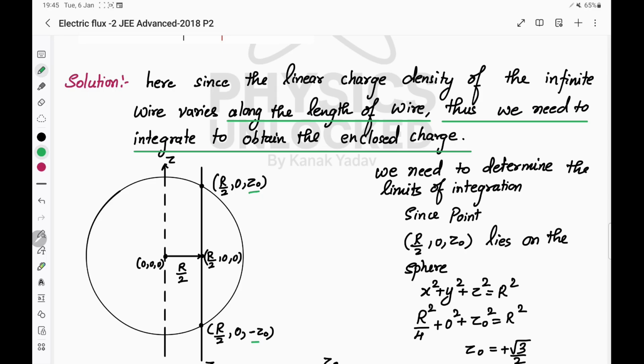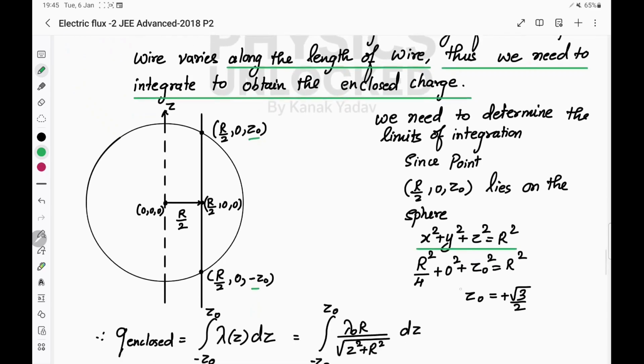Our first challenge is to find z naught, but that's not exactly a big challenge, because the point of intersection with the sphere can be easily found by substituting these coordinates into the equation of the sphere, which is x square plus y square plus z square is equal to r square. By doing that, we get z naught as plus root 3 r by 2, which means minus z naught is minus root 3 r by 2. So we need to integrate from minus root 3 by 2 r to plus root 3 by 2 r. I'm very sorry, I missed r over here. So it's root 3 r by 2.